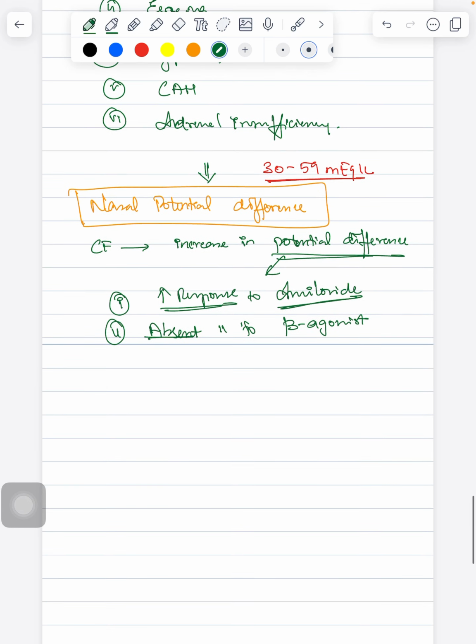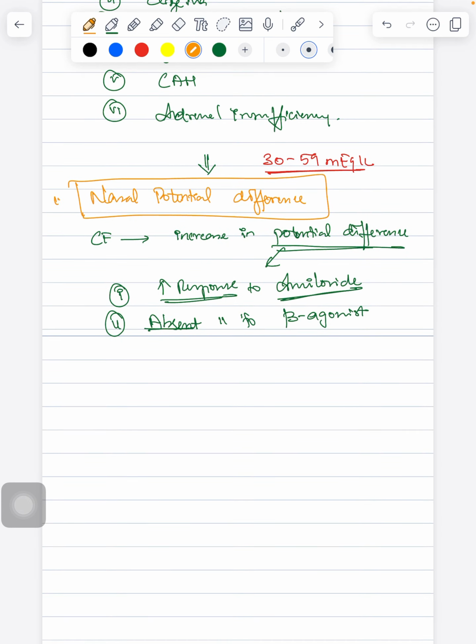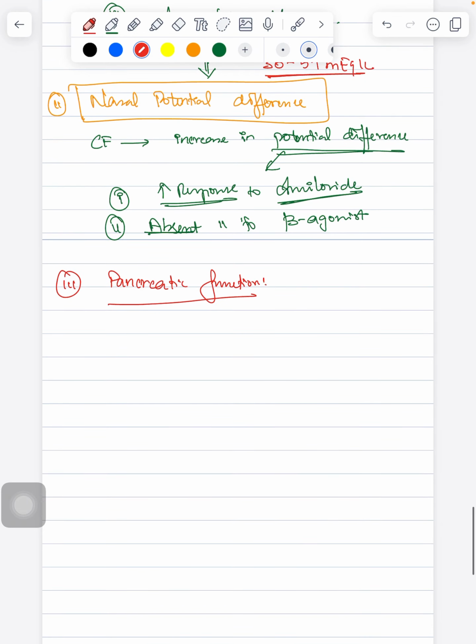Next, the third one is to test your pancreatic function. To test pancreatic function, you will do a quantification of elastase 1 activity in the stool. It is a 24-hour collected stool.